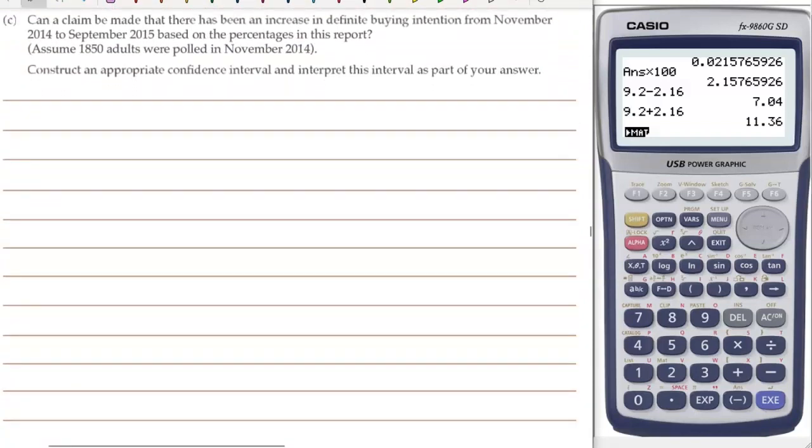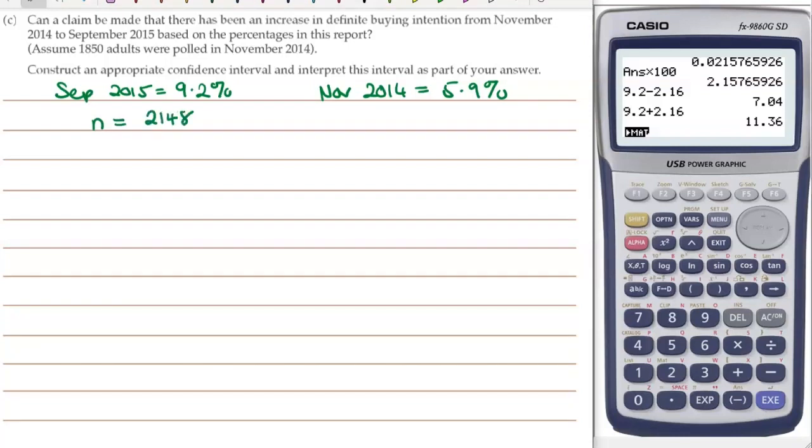Now, can a claim be made that there has been an increase in definite buying intention? So we're looking for the difference in values now because we're looking for that increase and testing that out. And then we're going to construct an interval on that. So the proportion in September 2015 we were given as 9.2 and November 2014 5.9. In the 2015 one N was 2,148 for our sample size, and we're told in the question to assume in November it's 1,850.